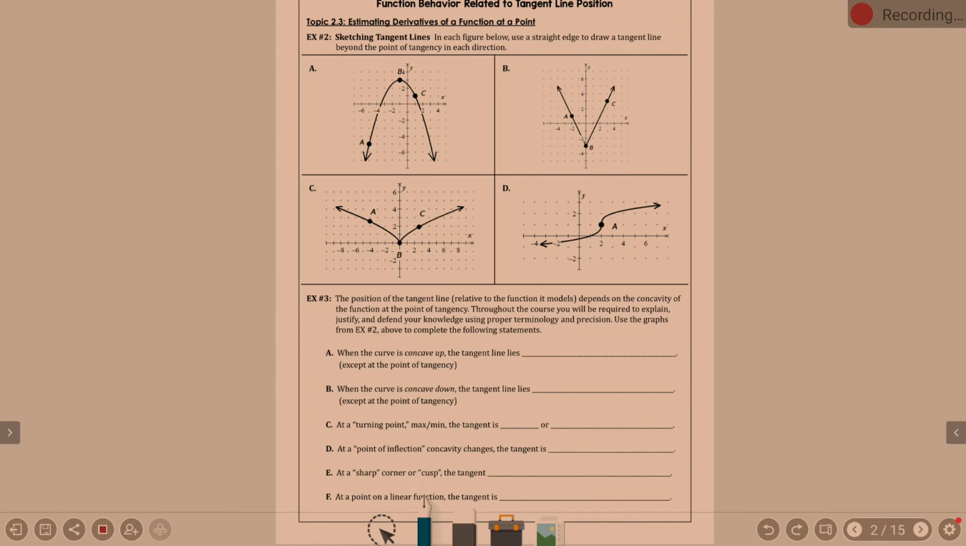Estimating derivatives of a function at a point. So here we are looking at sketching tangent lines. You might want a ruler. I will tell you this is going to be horrible on my behalf because drawing a line accurately on the BenQ is a little rough. So you might want to grab a ruler. There's some rulers in the little basket over by Maddie there.